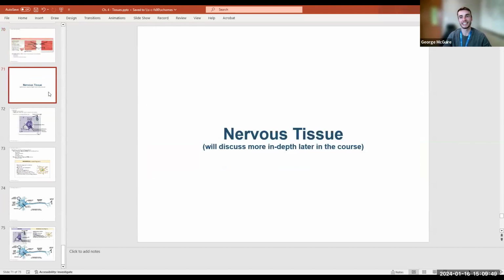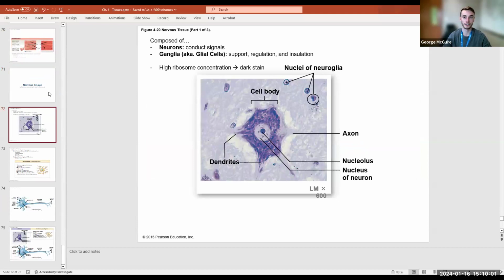And so the last thing here is our few slides on nervous tissue, which we will have multiple chapters looking into. I guess one chapter on the actual tissue and then multiple chapters on the nervous system. But essentially, nervous tissue is composed of neural cells, neurons, and glial cells, ganglia. So the neurons are the cells that are actually conducting the signals. And then our ganglia or glial cells are what are providing all the support, regulation, as well as insulation. We do insulate the axons of our neurons to help conduct those electrical signals a bit faster.